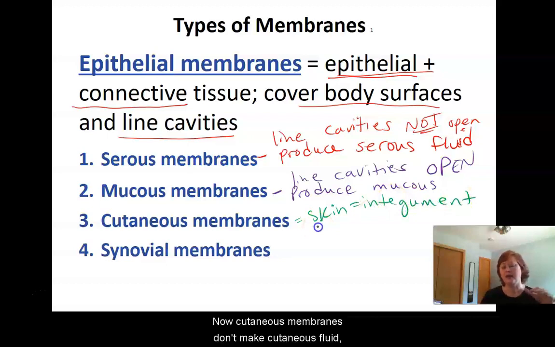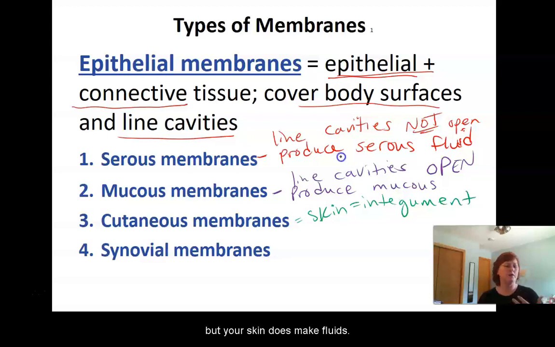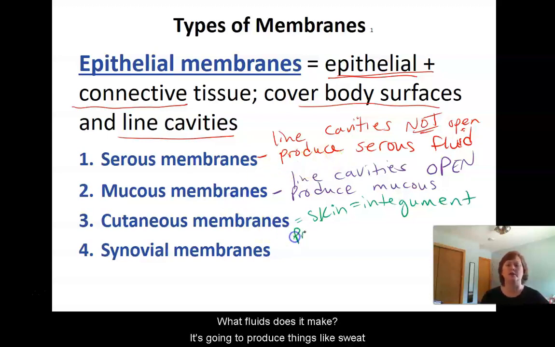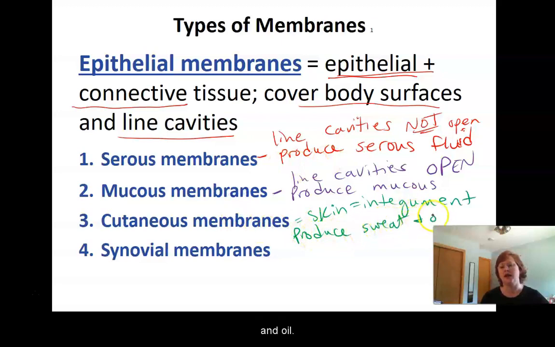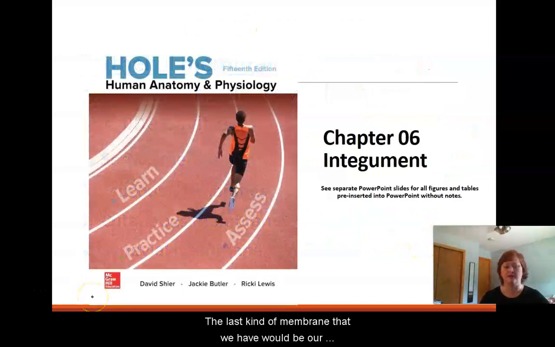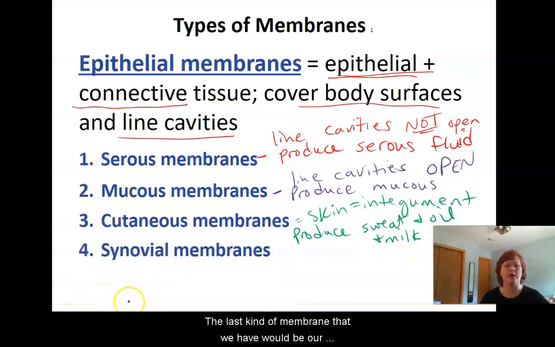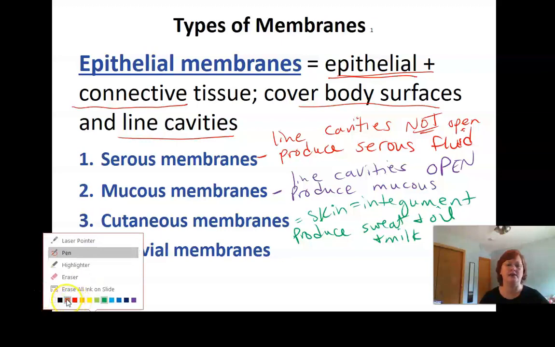Now, cutaneous membranes don't make cutaneous fluid, but your skin does make fluids. What fluids does it make? It's going to produce things like sweat and oil, and of course, if you're lactating, milk. The last kind of membrane that we have would be our synovial membranes. And synovial membranes are going to line synovial joint cavities.